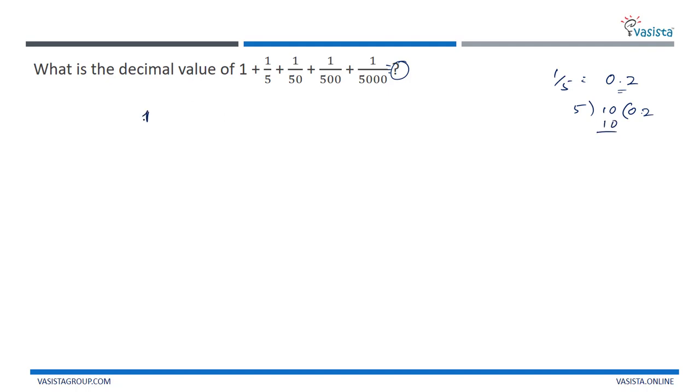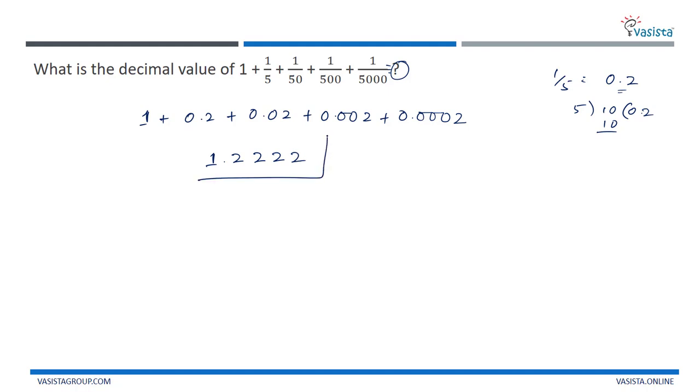So now what happens here? 1 plus 0.2 plus 1 by 50, that is nothing but 0.02, plus 1 by 500, 0.002, plus 1 by 5000, that is 0.0002. This is what we need to add here. So it's nothing but 1.2, then 2, then 2, then 2. This is what the answer is.